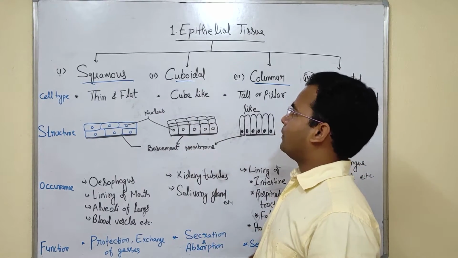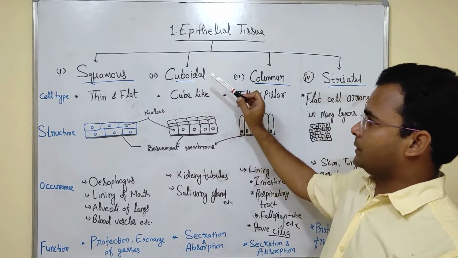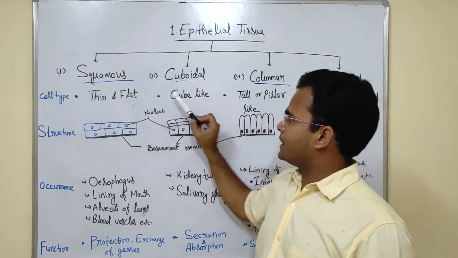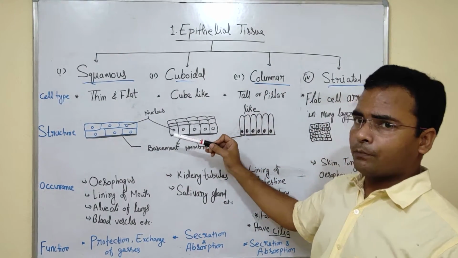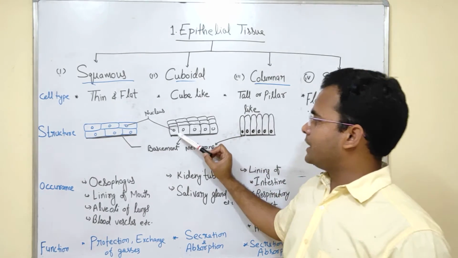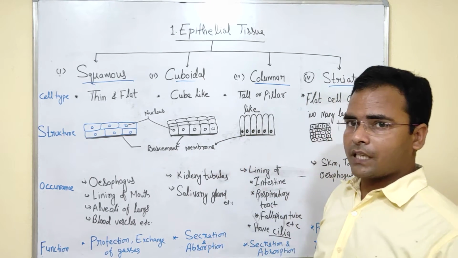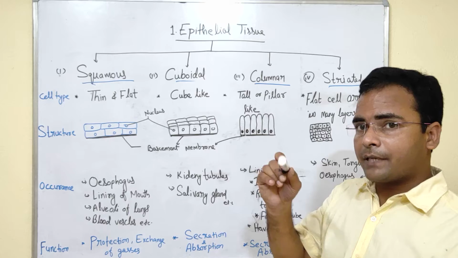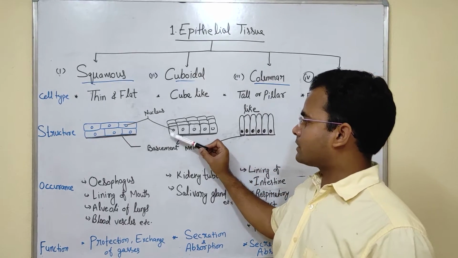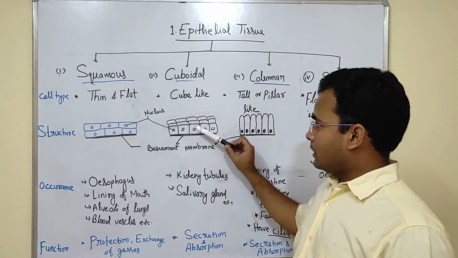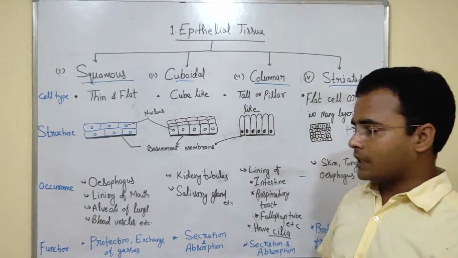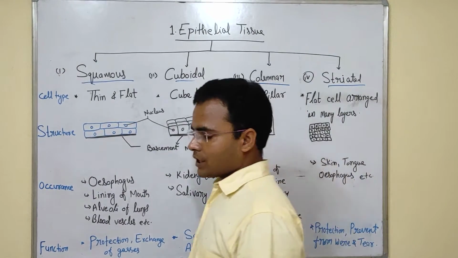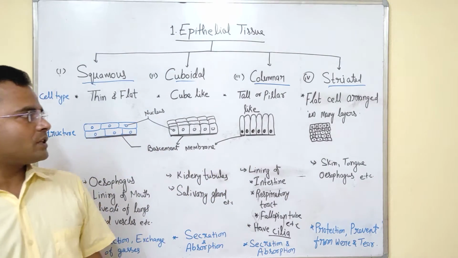The next type of epithelial tissue is the cuboidal. Its cell type is cube-like, right? It is made up of cubical shaped cells, and here the nucleus will be present at the center of the cell. Its occurrence will be near the kidney tubules or the salivary glands, and its function is secretion and absorption.